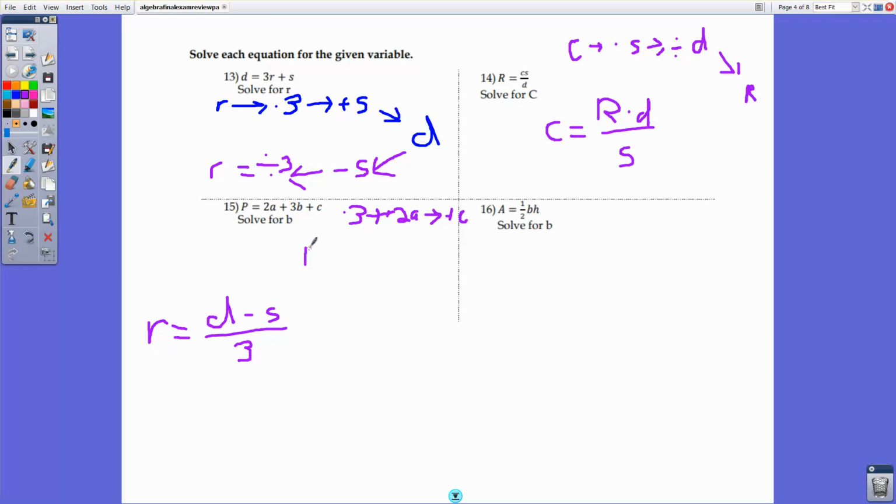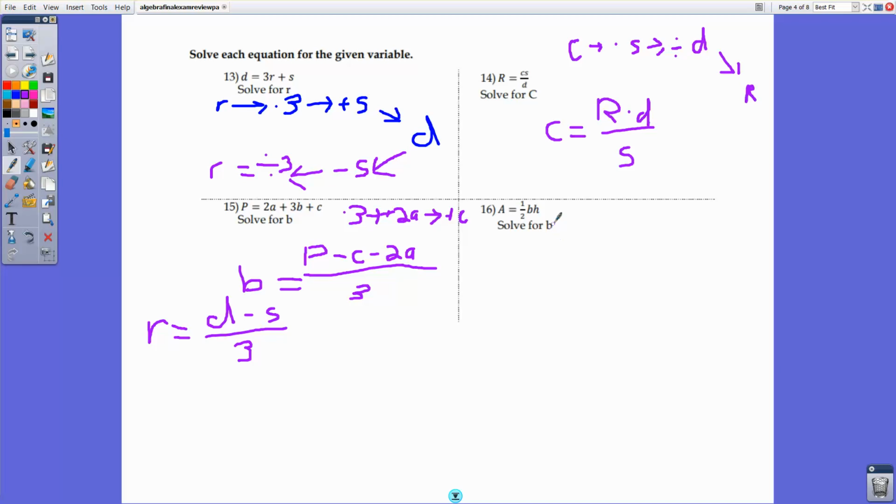So if I start with P, I would have to subtract C, subtract 2A, and then divide the whole thing by 3. And that would give me B. So that would be that.